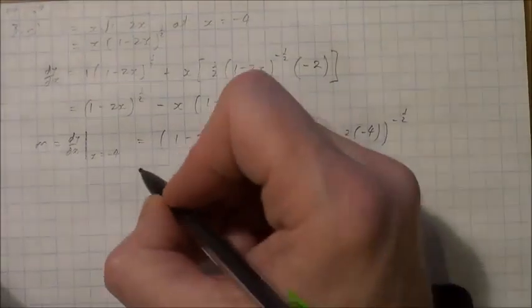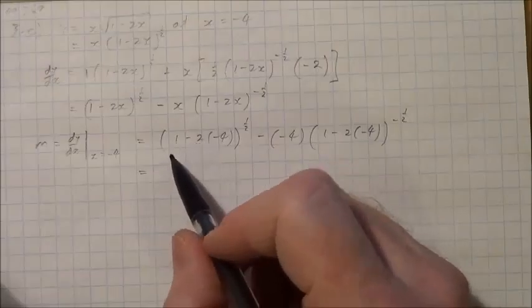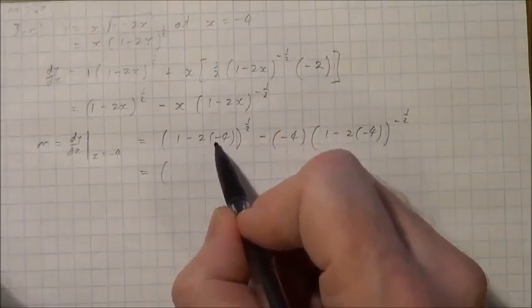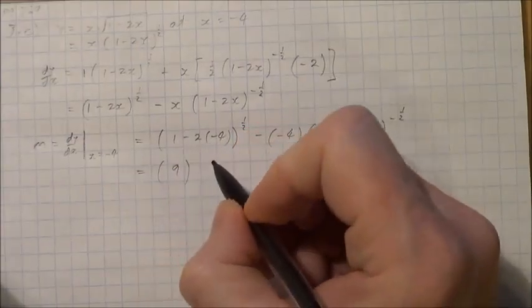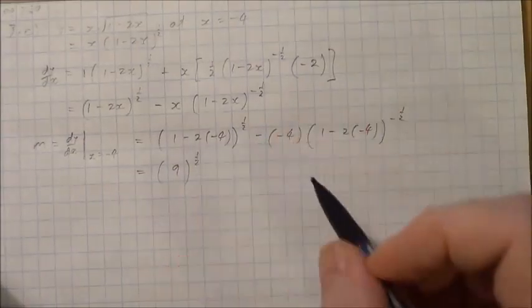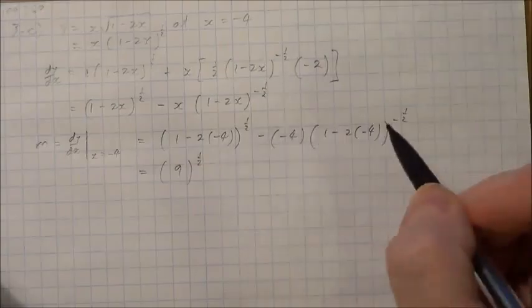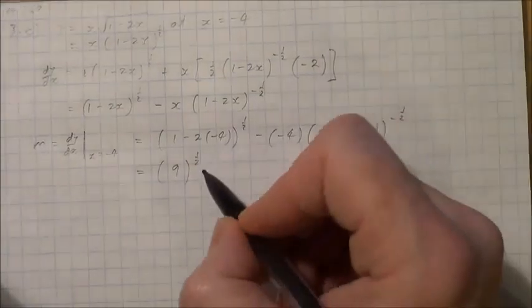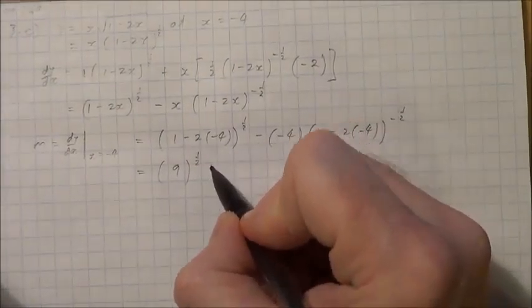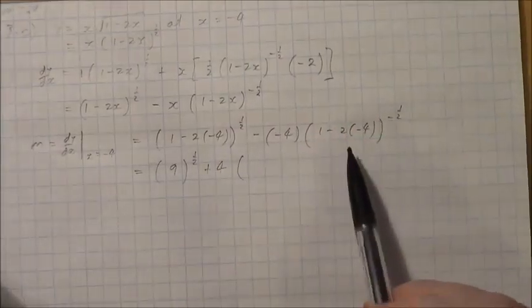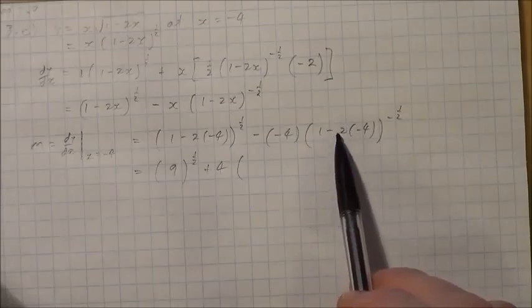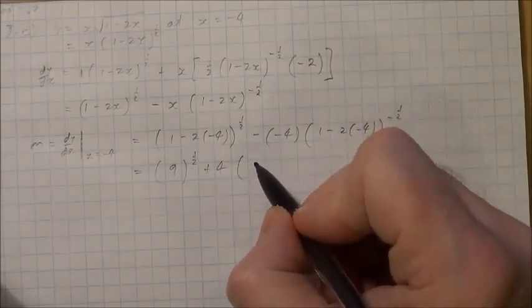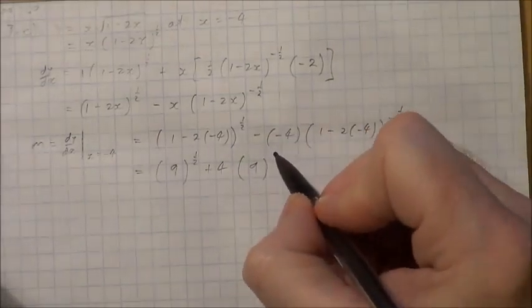And then I'll just simplify all of this if possible. So inside the bracket I've got 1 minus 2 times negative 4, which is positive 8, so 1 plus 8 is 9, all to the 1/2. And I'll just do inside the brackets here first. I'll leave this negative times the negative 4 to be positive 4, multiplied by, and then again 1 minus 2 times negative 4, which is positive 8. 1 plus 8 is 9, to the negative 1/2.